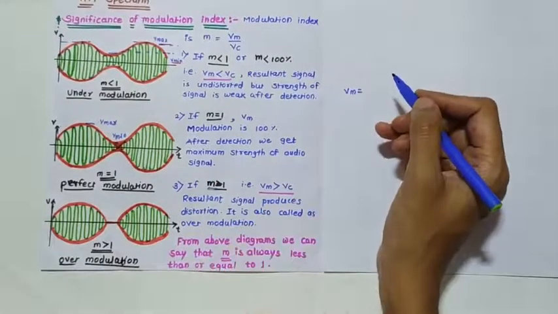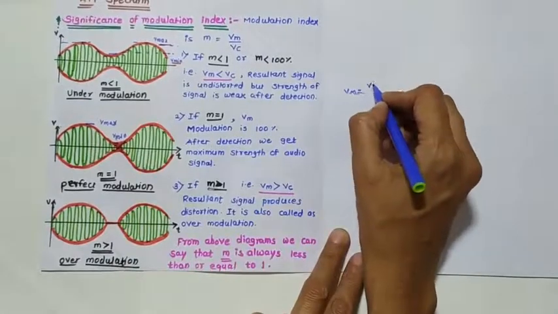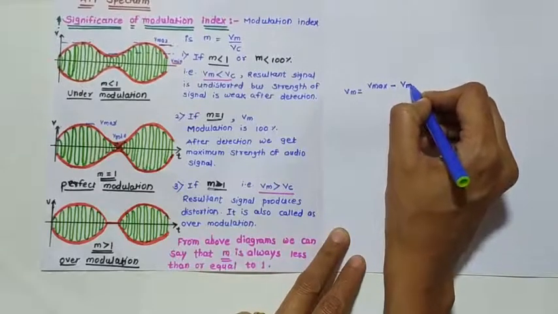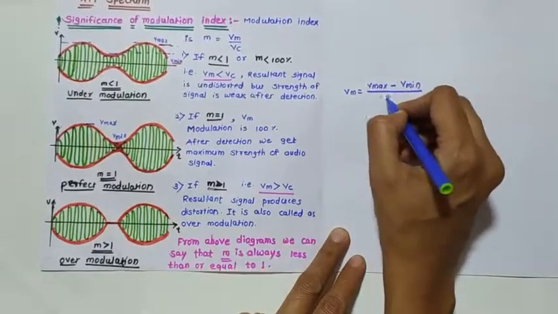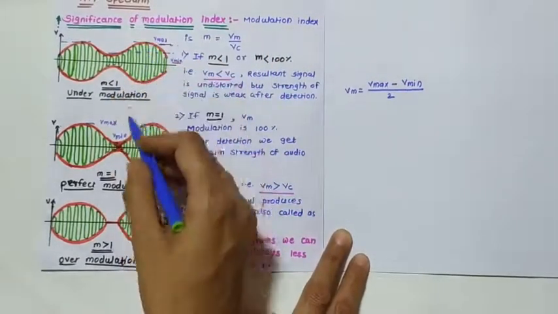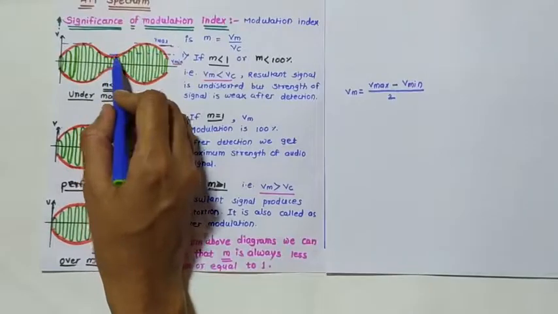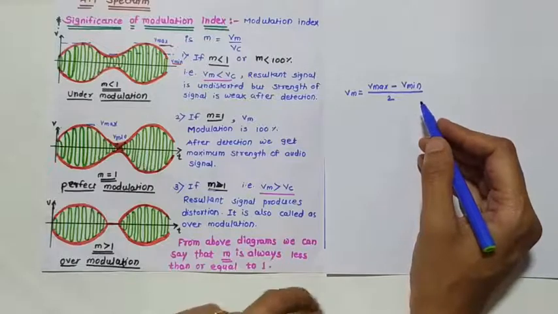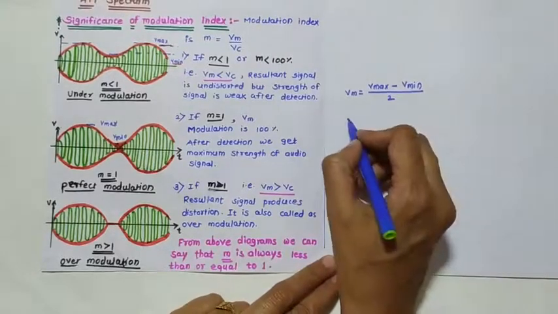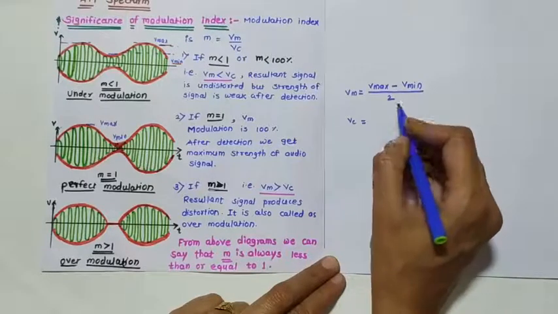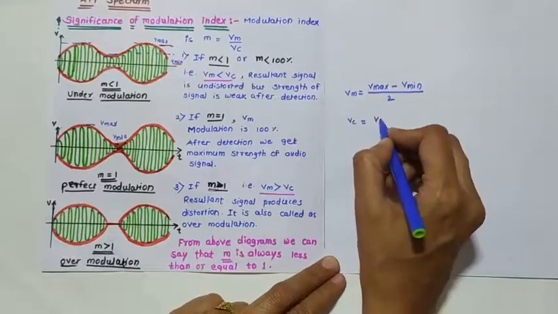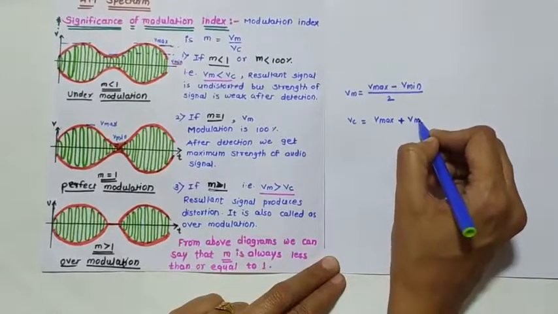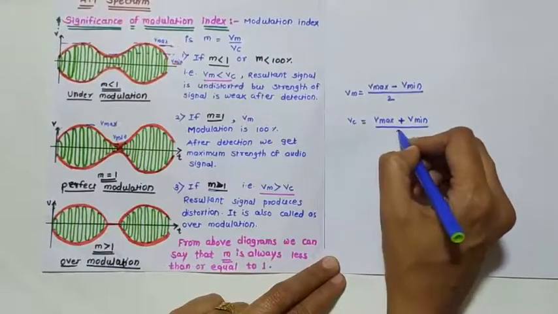Okay students. Now from this figure we can say that the amplitude of the modulating signal is equal to (Vmax minus Vmin) upon 2. Here it is a peak amplitude Vmax and a minimum called Vmin, and it is divided by 2. This is the modulating amplitude. In a similar way, the carrier amplitude is given here as (Vmax plus Vmin) upon 2.